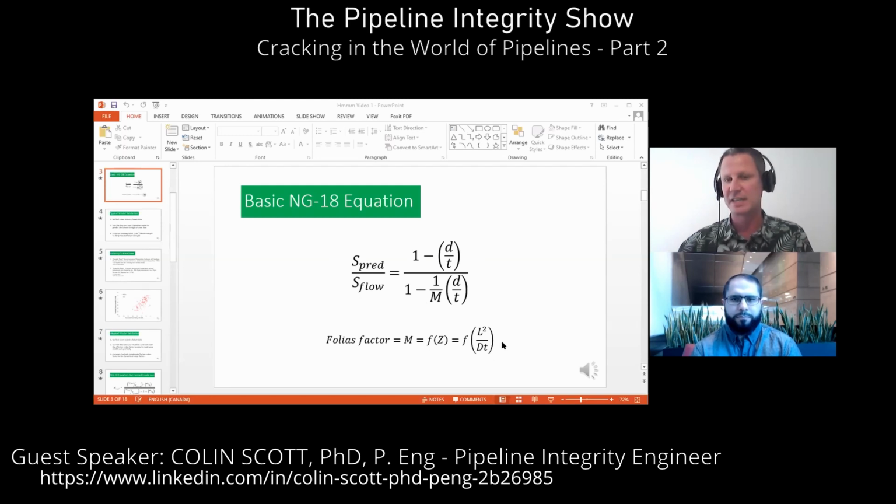M is a function of the z parameter, and the z parameter is defined as the length squared divided by the diameter and the wall thickness. So basically, if you have a very, very short crack, your M factor, your Folius factor, will be close to 1, meaning that you really just have a one-time magnification of your stress. But as you get a longer and longer flaw, that Folius factor will go to 2 or 3 or 4 or 5. And that has a big effect on your basic NG18 equation.